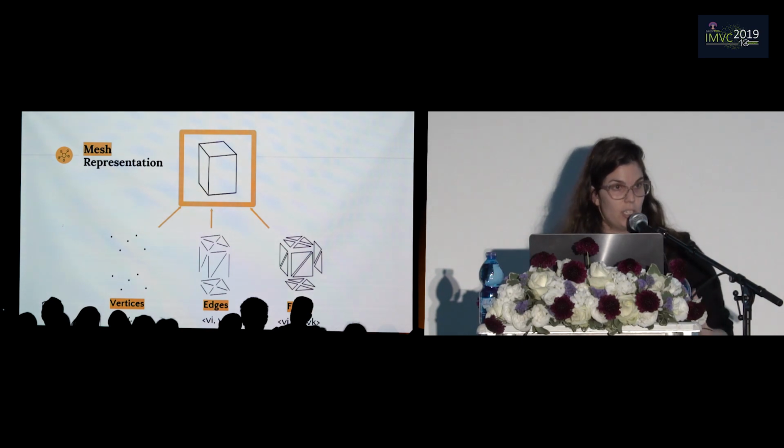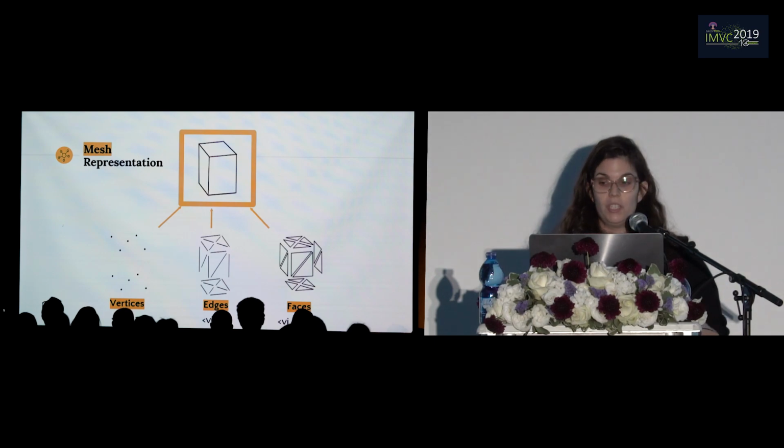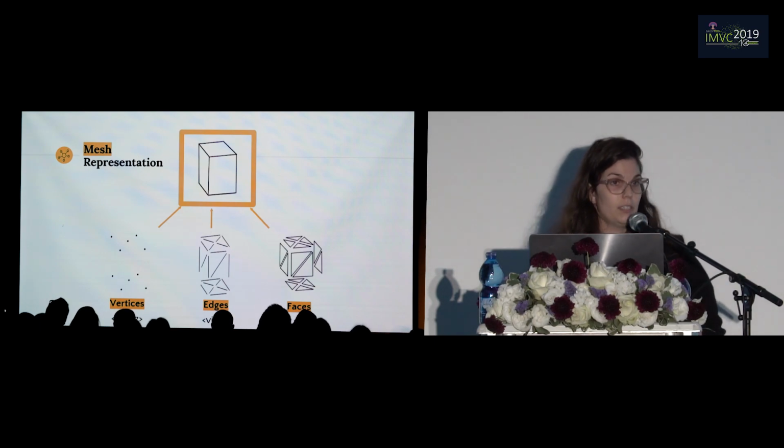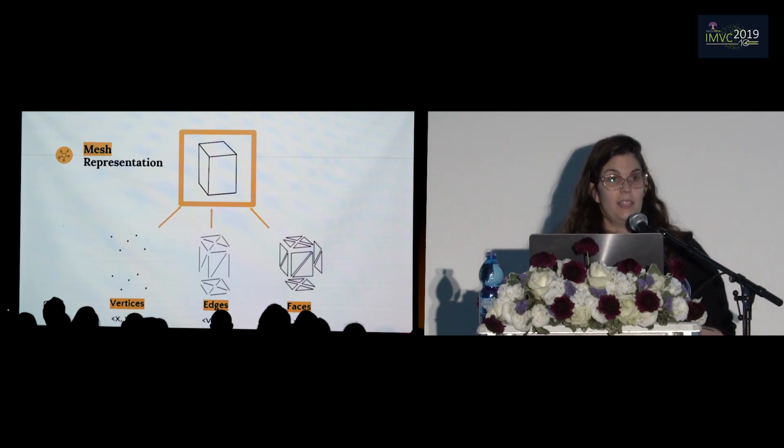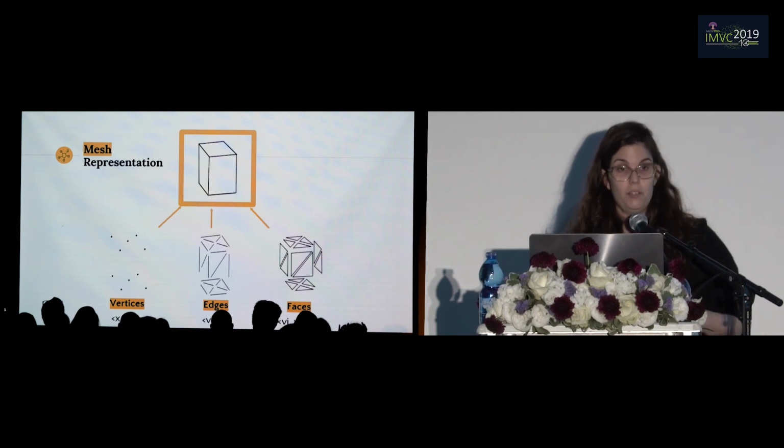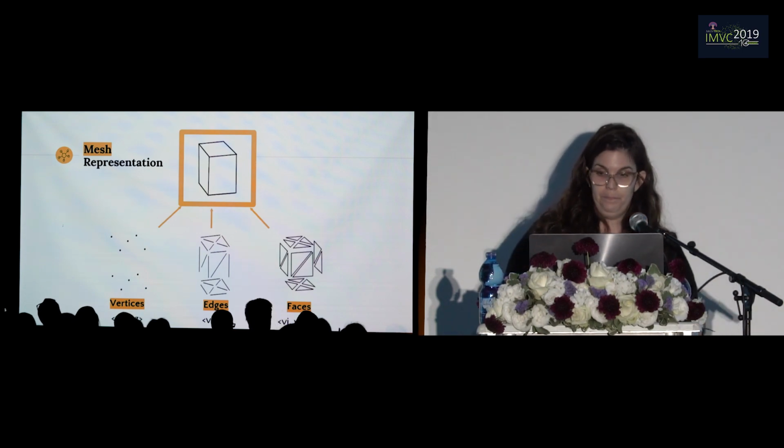So, meshes are a list of vertices, edges, and faces, which together define the 3D object. The problem is that every vertex has a different number of neighbors, and there is no order.